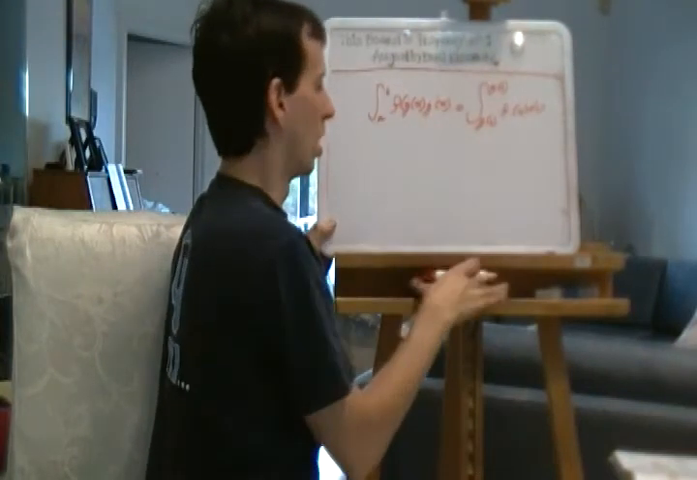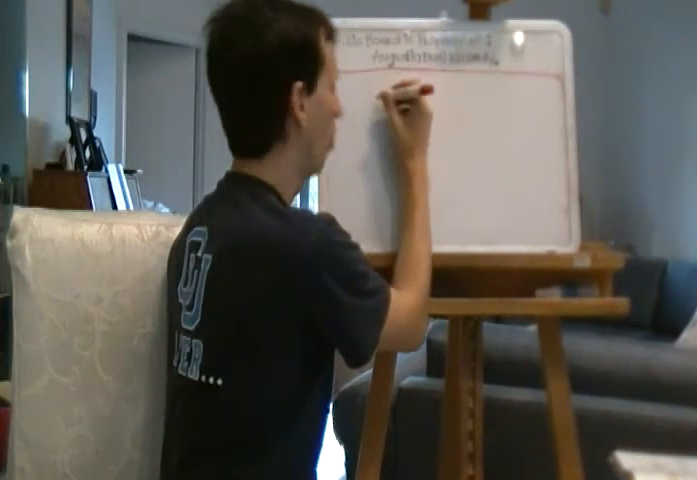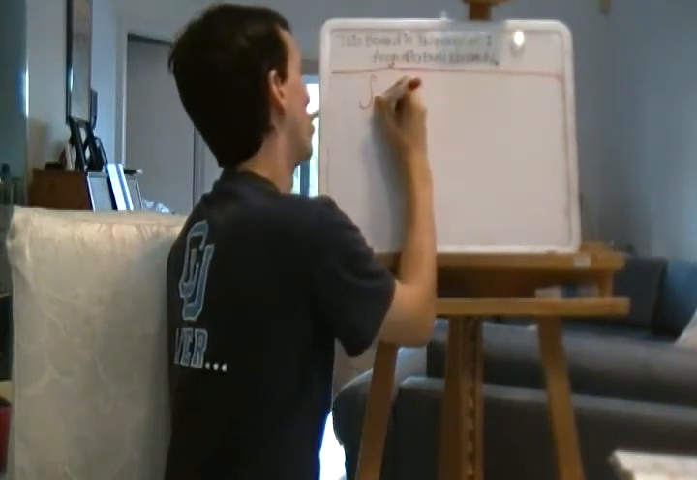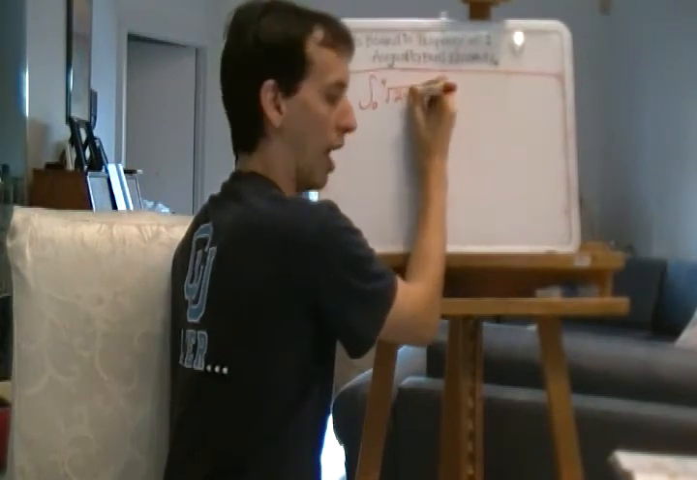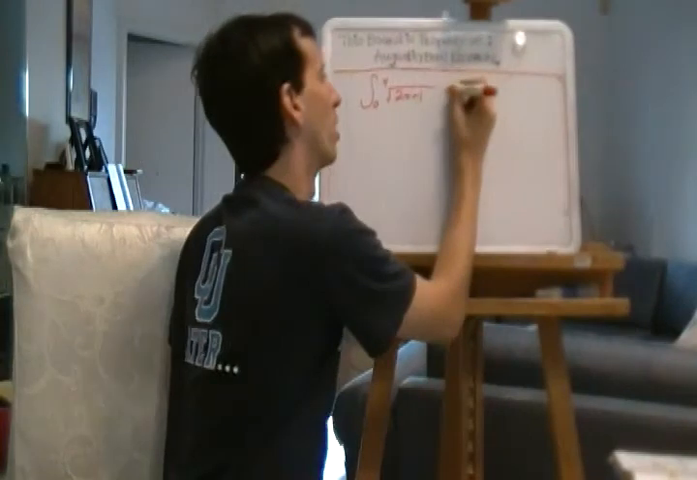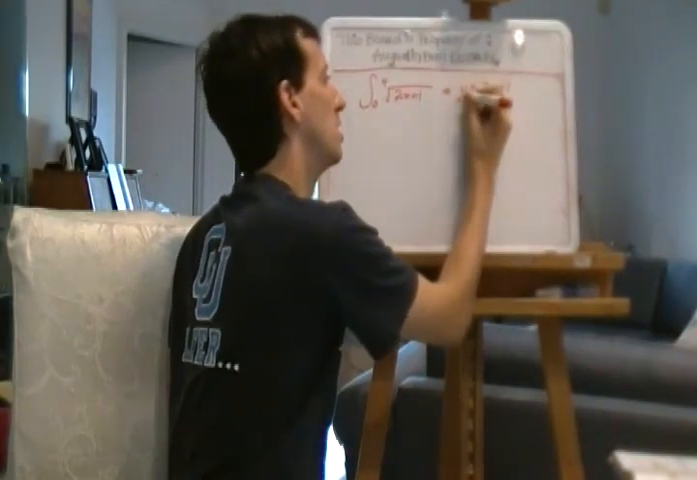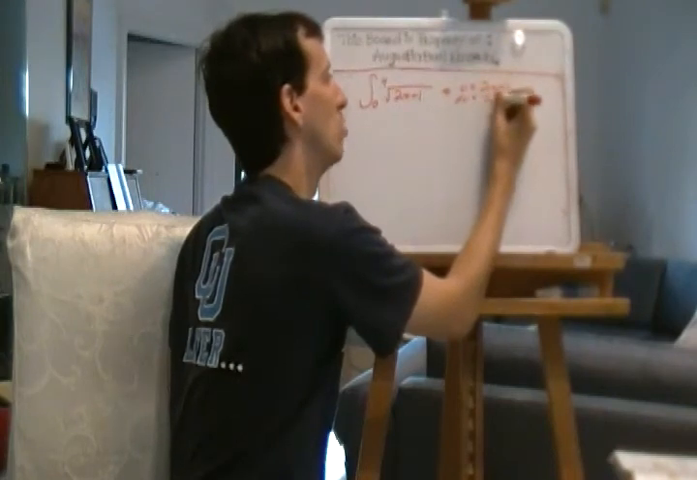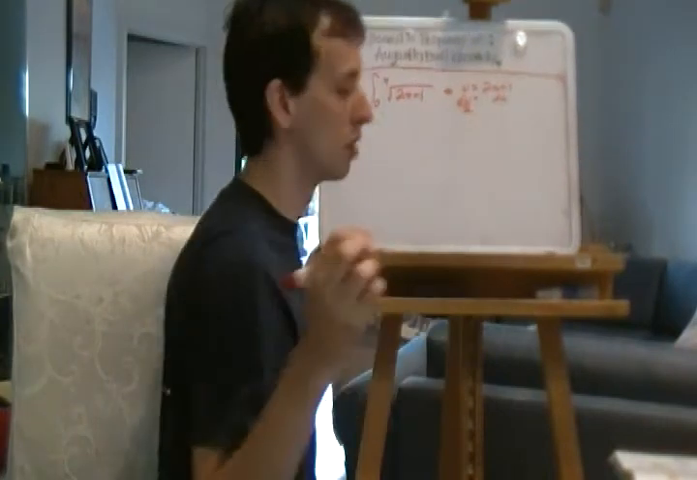So for instance, let's say we have this integral right here. We have the integral from 0 to 4 of the square root of 2x plus 1. Well, right away we're going to want u to equal 2x plus 1, du equals 2 dx, so du over 2 equals dx.